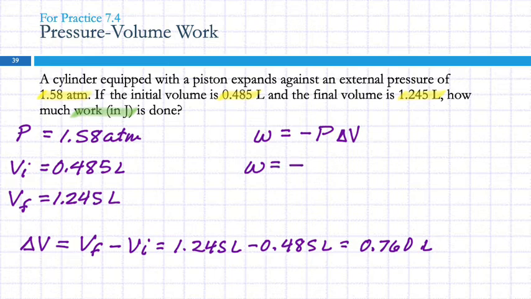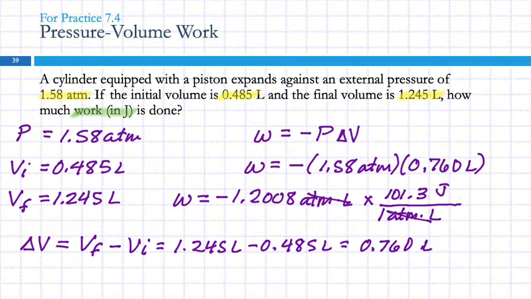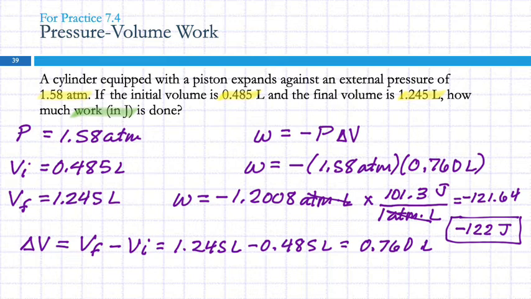So the work is equal to -1 times the pressure times the change in volume. So work is equal to -1.2008 atmosphere liters. The question wants it in joules, so I'm going to take my 1.2008 times 101.3, and this should have 3 sig figs. So this is going to be 121.64, so 122 joules, and I forgot the minus sign. The work is negative because it's doing work on the surroundings.